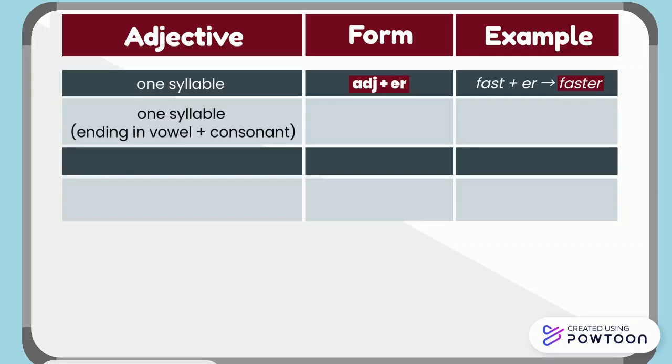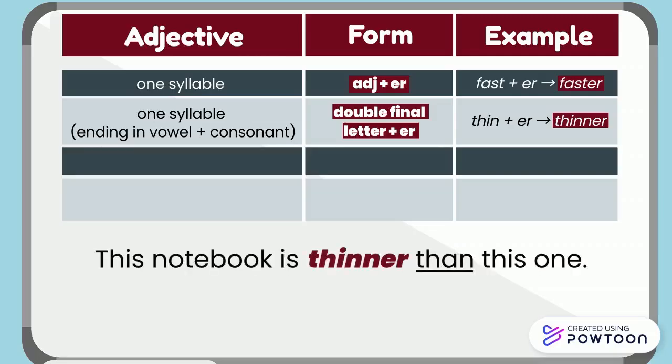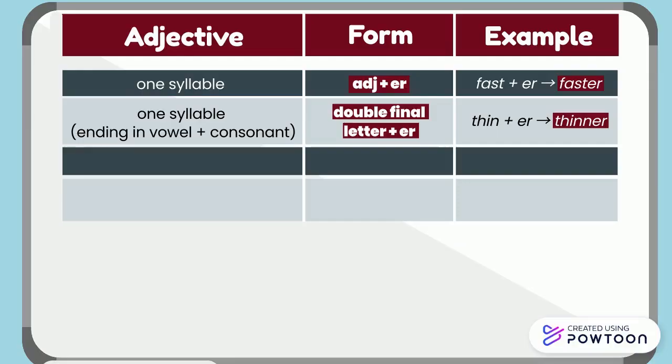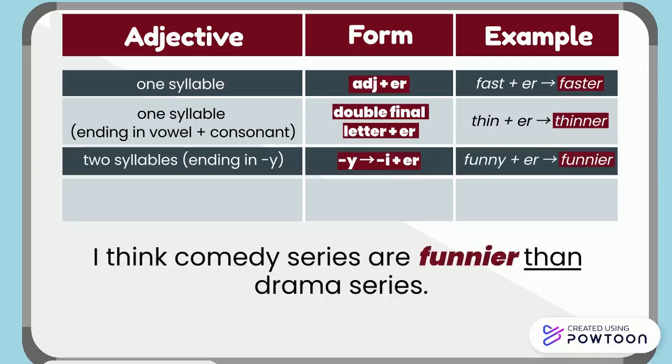If the adjective ends in a vowel-consonant pattern, we double the final consonant before adding -er. Thin becomes thinner. You can say, this notebook is thinner than this one. For adjectives with two syllables that end in y, we first need to change y to i, and then proceed to add -er. Funny becomes funnier. For example, I think comedy series are funnier than drama series.